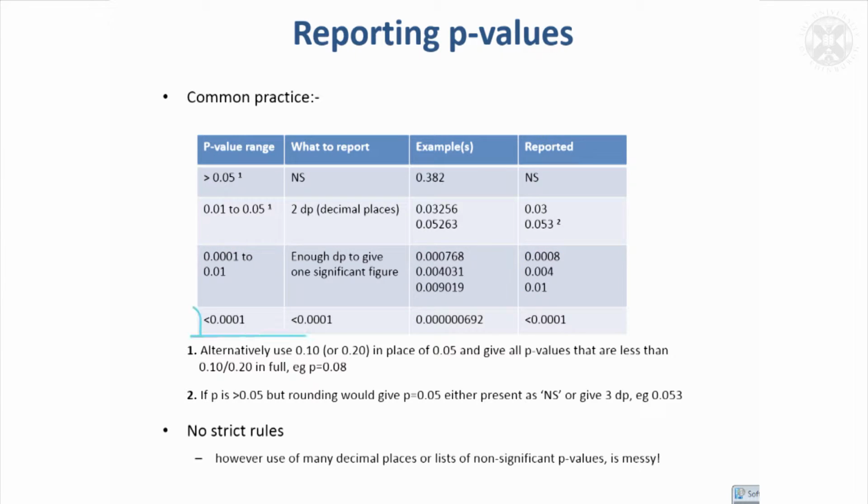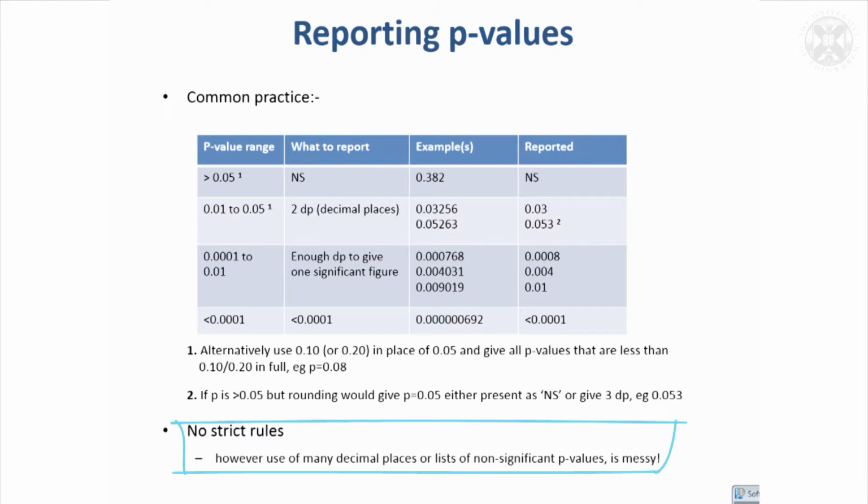For very highly significant results, as I said, I never like saying the value is exactly 0 because it's never exactly 0. Say it's smaller than a very small value, and typically people don't go much lower than 0.0001, or if you do, give it as 10 to the minus a power. However, this is what I do. There are no strict rules, but I think you should try and be neat in presenting your p-values. Don't give lots of significant figures.